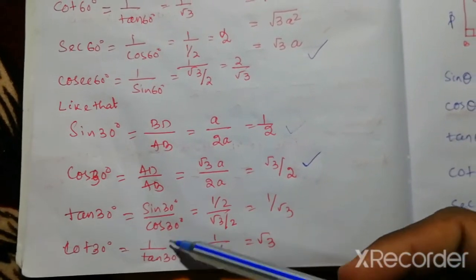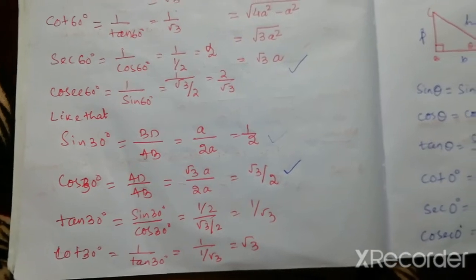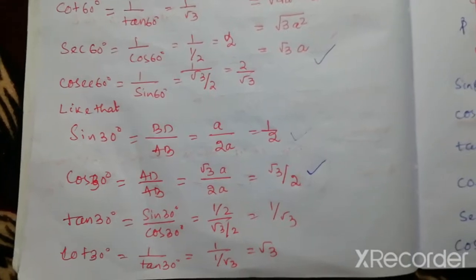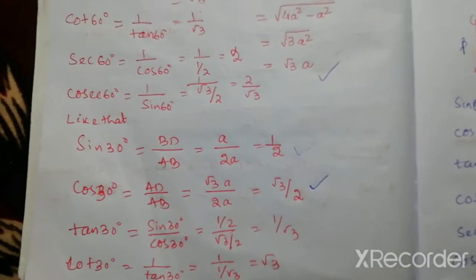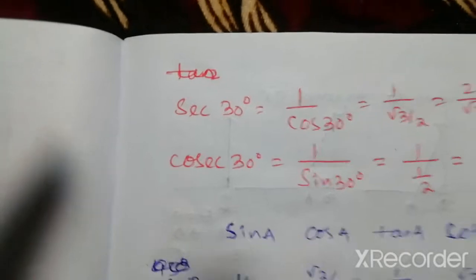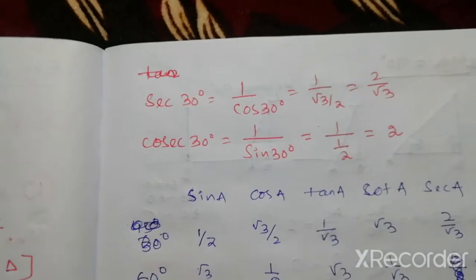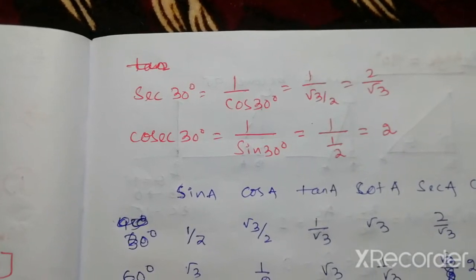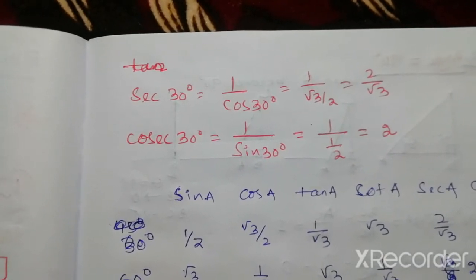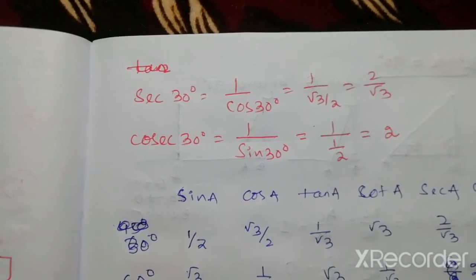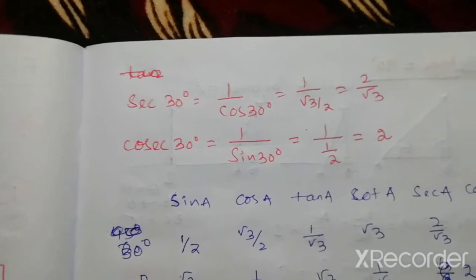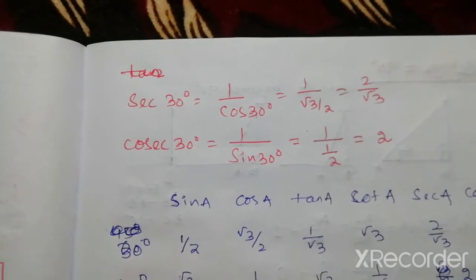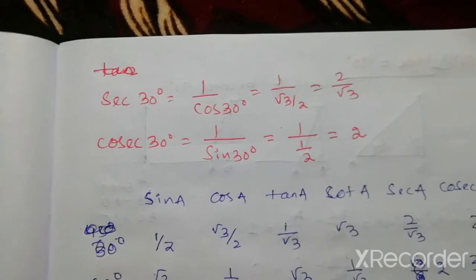Like that, cot 30 is the reciprocal of tan 30. So 1 by tan 30. 1 by tan 30 is 1 by 1 by root 3. That means root 3. Now, look. Sec 30. Sec 30 is 1 by cos 30. Cos 30 is equal to how much? Root 3 by 2. So 1 by root 3 by 2 is equal to 2 by root 3. Like that, cosec 30. Cosec 30 is 1 by sin 30. Sin 30 is 1 by 2. So 1 by 1 by 2 is 2.